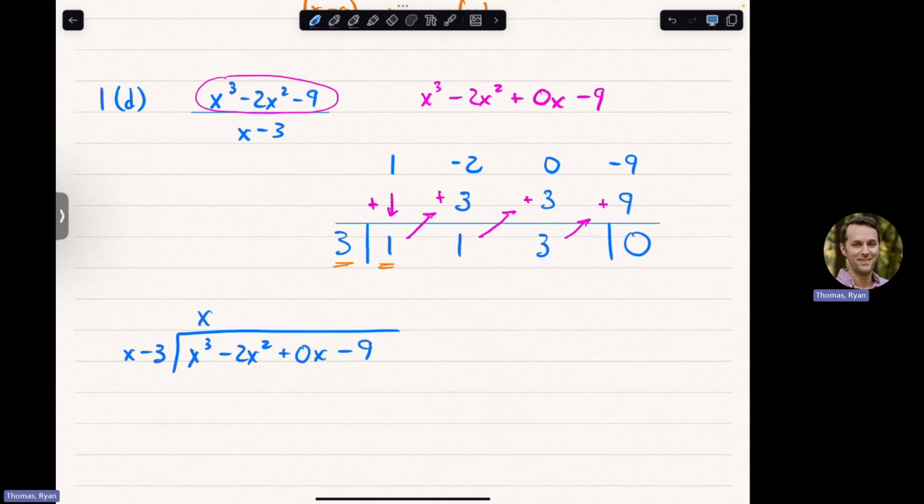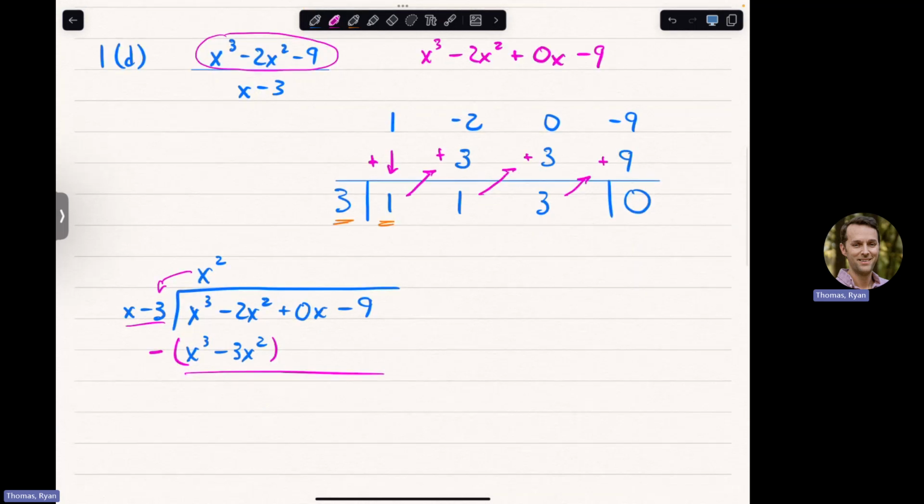Then multiply x squared times the divisor. For long division, you subtract. So x cubed minus x cubed, which is good. Again, that's what should be happening. The leading term should be dropping off at each step.